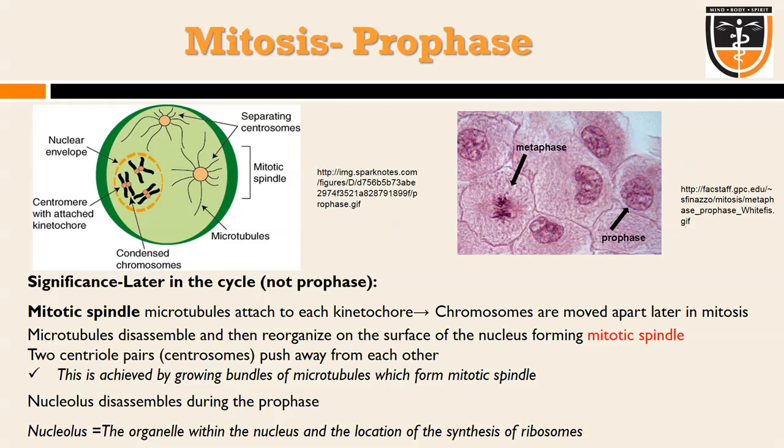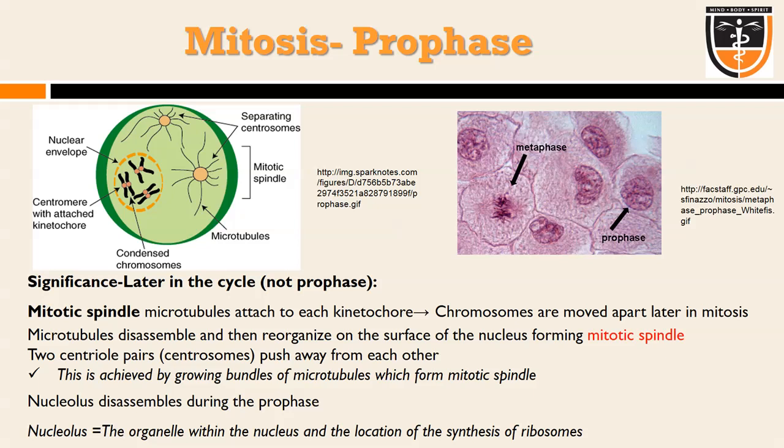So why is this significant? What's going to happen later in the cycle? You remember that later in the cycle, the mitotic spindle microtubules will attach to all of these kinetochores and will pull and rip apart chromosomes. That is coming next. That's not a part of prophase.